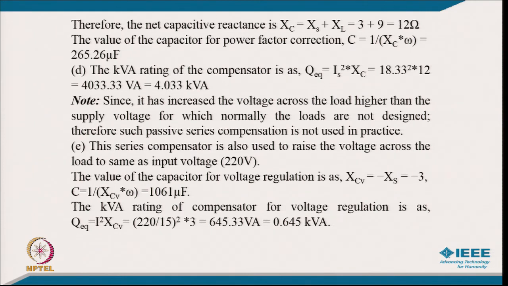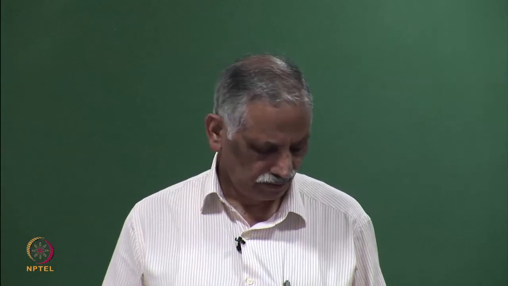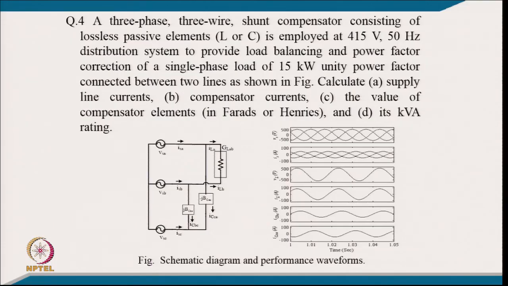So, that is the reason you might see in the transmission system we use the series capacitor, because that becomes more effective as far as voltage regulation is concerned, but in the distribution system we always use the shunt compensation. So, that you can interpret from these two numericals by comparing the rating of these compensators. Coming now to the numerical problems on 3-phase 3-wire system.